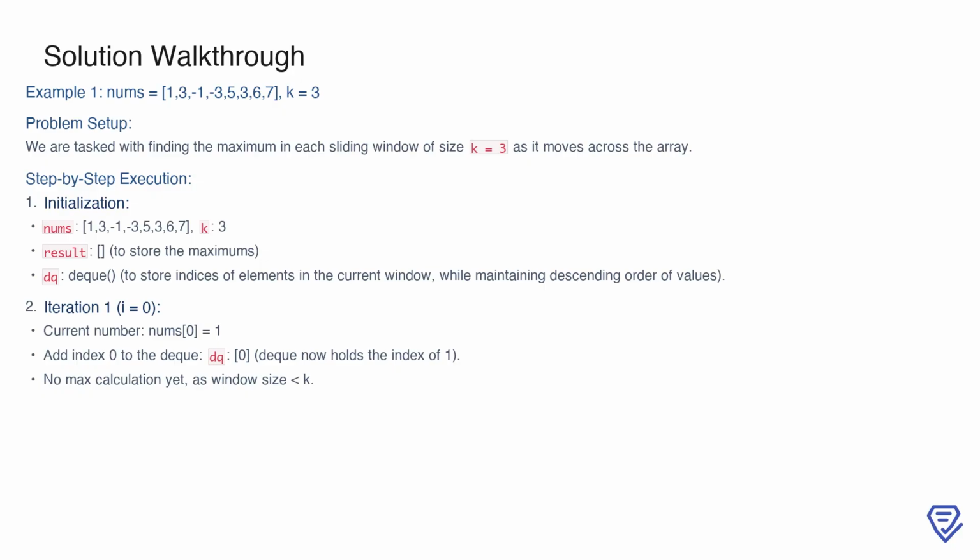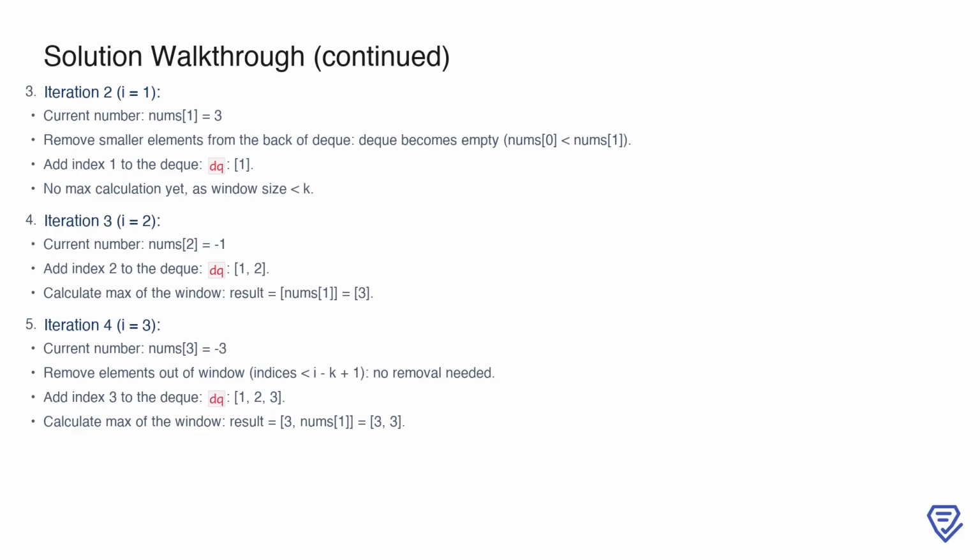In the first iteration, where i equals 0, the current number is 1. We add the index 0 to the deque, which now holds 0. Since the window size is still smaller than k, no maximum is calculated yet. In the second iteration, i equals 1, the current number is 3. Before adding this index to the deque, we remove smaller elements from the back of the deque. Since 1 is less than 3, the deque becomes empty. We then add index 1 to the deque, which now holds 1. Again, since the window size is still smaller than k, no maximum is calculated.